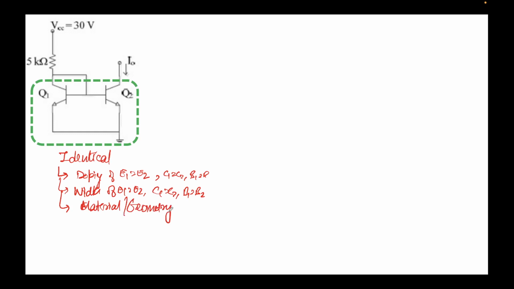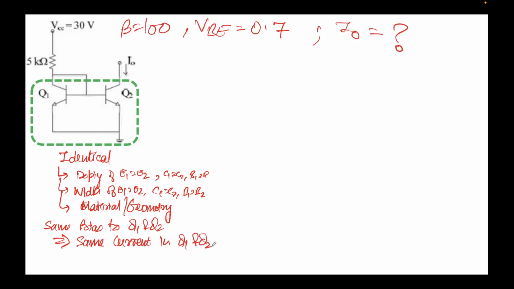What this information tells us is that if we apply, by any means, the same bias to Q1 and Q2, this will result in the same current in Q1 and Q2. As a matter of fact, we were given VBE equal to 0.7. Note that the base is the same for both, and the emitter is also the same, so we can write VBE1 equal to VBE2 equal to 0.7.